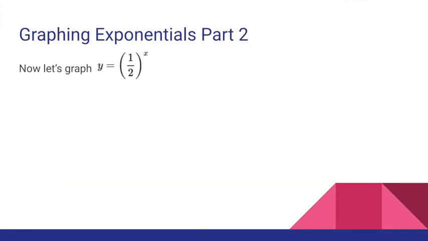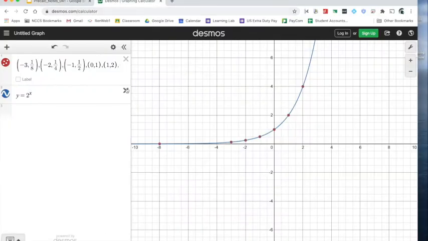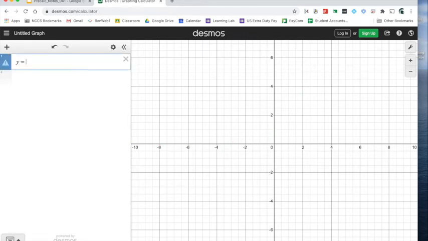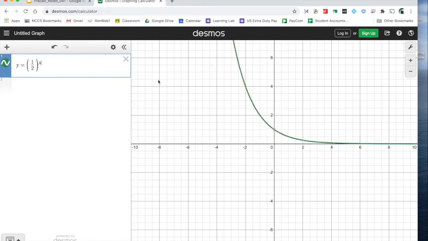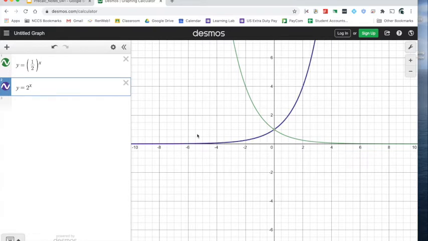So let's look at a slightly different graph. I think we can probably skip the plotting points part on this one, and we'll just sketch the graph in Desmos. All right, so this time when we have 1/2 to the x, we see that the graph has basically just flipped from the graph that we had before. Okay, it's just a reflection over the y-axis. So on this one, we see that we still have a horizontal asymptote at 0, but instead of the function increasing as x gets larger, now the function is decreasing as x gets larger.